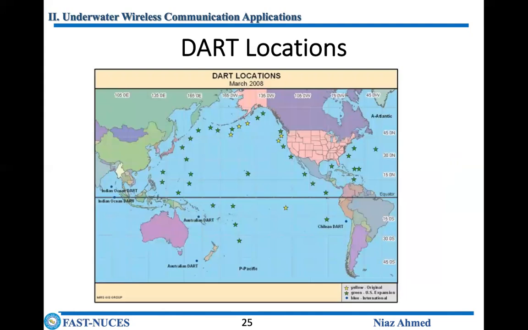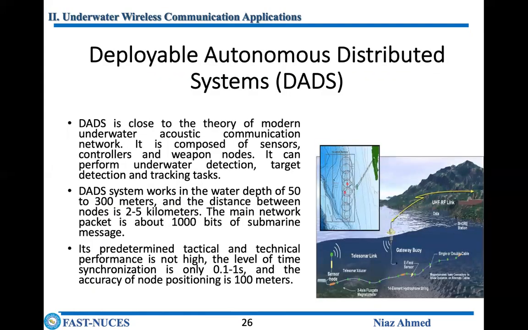There are those different DART locations where they have installed those different sensors to monitor the surface pressure, and then they probably give you the warning about the tsunamis. Here's another system of deployable autonomous distributed systems, where on the coastal area you can see that underwater acoustic communication happens, and these systems work in the depth of 300 meters, and the range is about 2 to 5 kilometers.